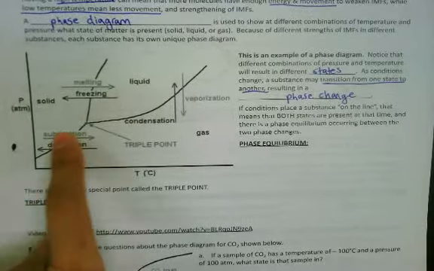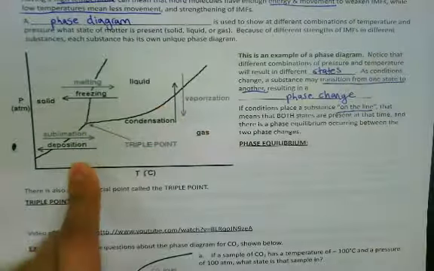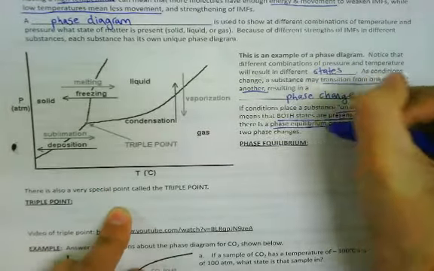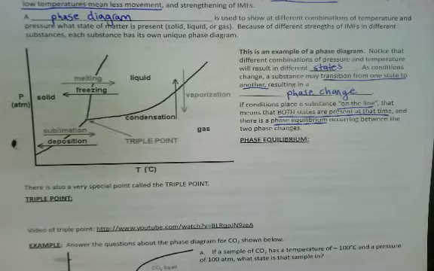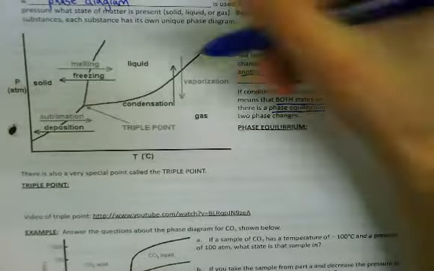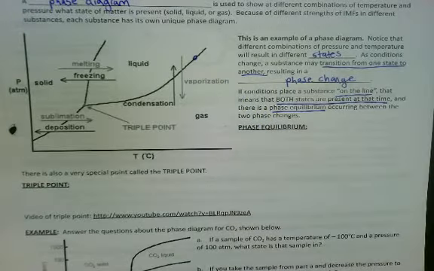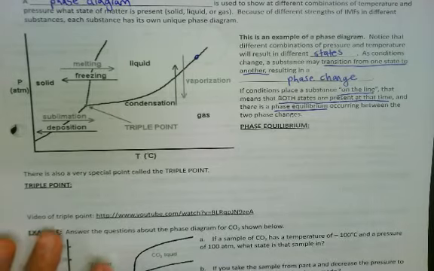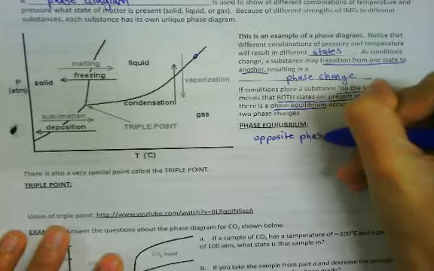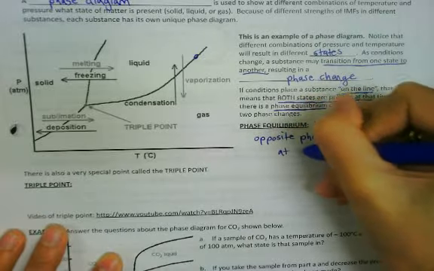If conditions place a substance on the line, so at any point along the line, that means that both states are present at that time, and there is a phase equilibrium occurring between two phase changes. Okay, on the line, both states are present. So, for example, if I was right here, there would be a phase equilibrium between liquid and gas. Phase equilibrium is a fancy way of saying that opposite phase changes occur at an equal rate.